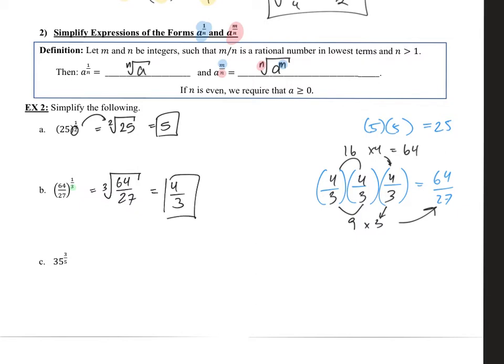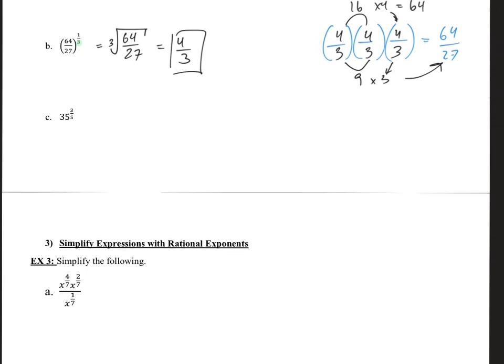All right, and the last one. Ooh, now notice this time, we don't have a 1 in the numerator. We have a 3. So let's be careful here. Remember, the bottom number is going to be my index, and the top number is going to be my power. So this is going to be the 5th root of 35 to the 3rd power.